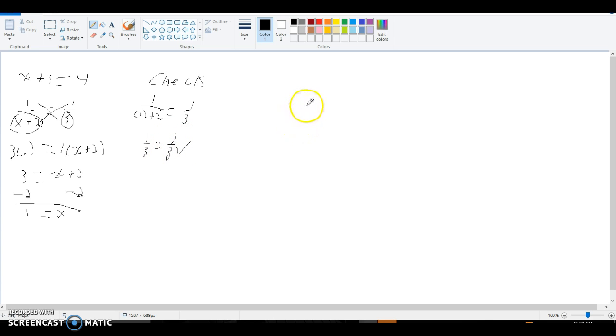Now you could also have equations where you have x in the denominator on both sides of your equation. So we'll take our 1 over x plus 2 and we'll set it equal to 2 over x plus 3. So we want to do our cross multiplying step again. So it's going to be 1 times x plus 3 equals 2 times x plus 2.